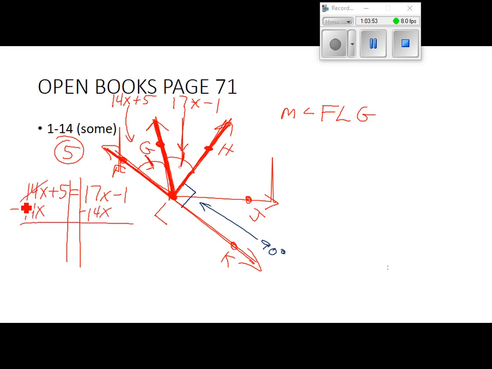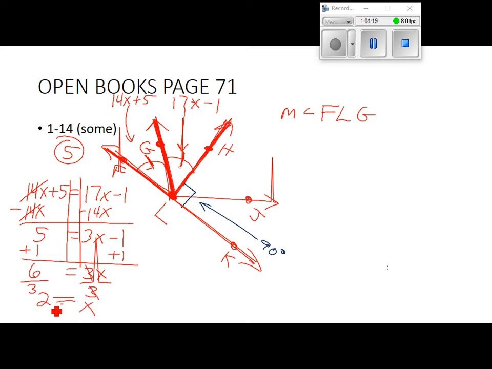These 14x's cancel out. You're left with 5 on that side, 3x minus 2. Now what? Plus 1 on both sides. You end up with 6 equals 3x, which would equal 2. Divide. So what's x equal? 2.